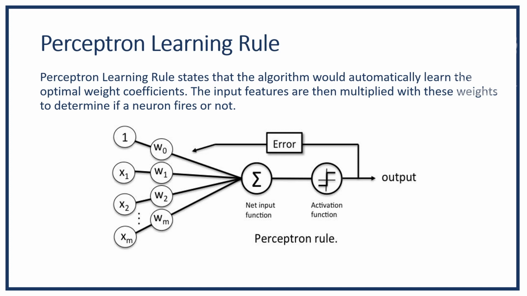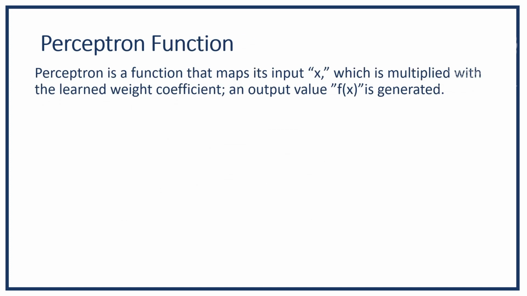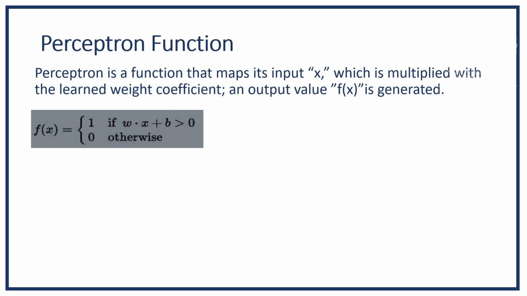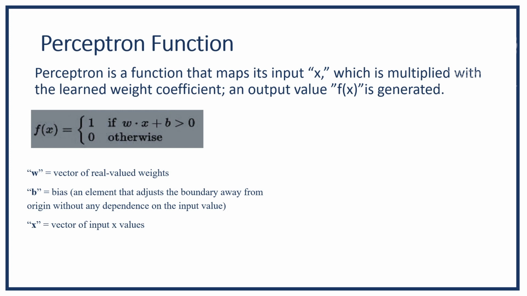Now let us look at the perceptron function. Perceptron is a function that maps its input x, which is multiplied with the learned weight coefficient, and an output value f(x) is generated. f(x) is equal to 1 or 0 depending on the values. If w dot x plus b is greater than 0, then the value comes out as 1, otherwise it is 0. In the equation given above, w is the vector of real-valued weights. b is bias, that is, an element that adjusts the boundary away from the origin without any dependence on the input value.